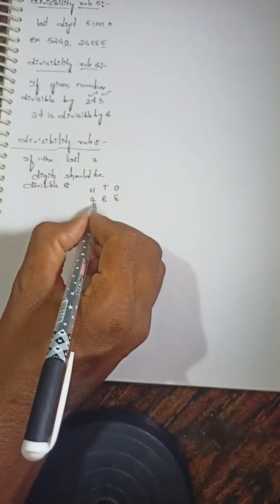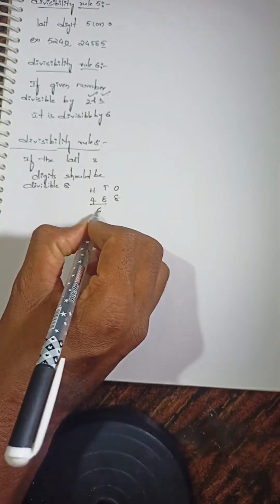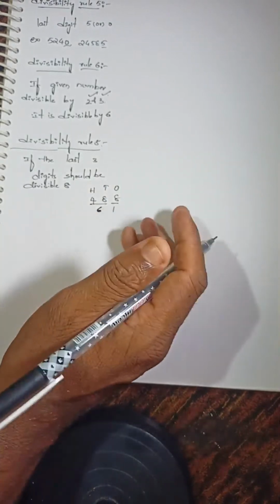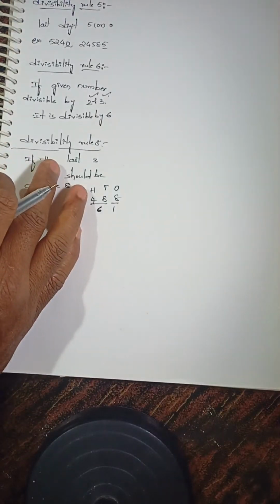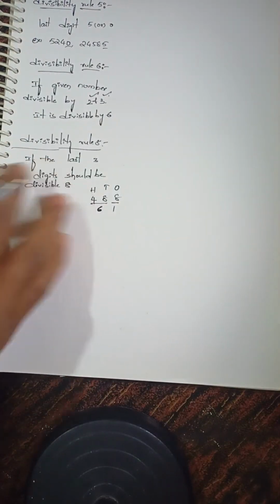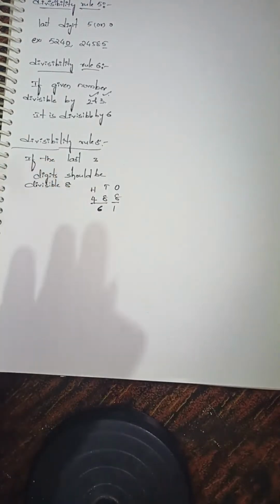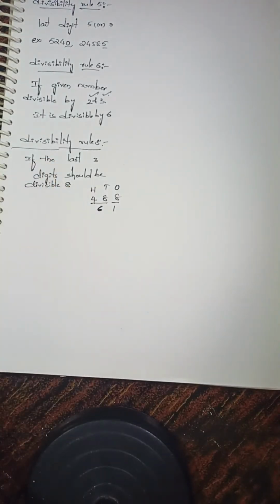you can do with the 8 table, 8 sixes are 48, 8 ones are 8. So like this you can take any of the numbers, whichever numbers you like. So this comes under divisibility rule 8.